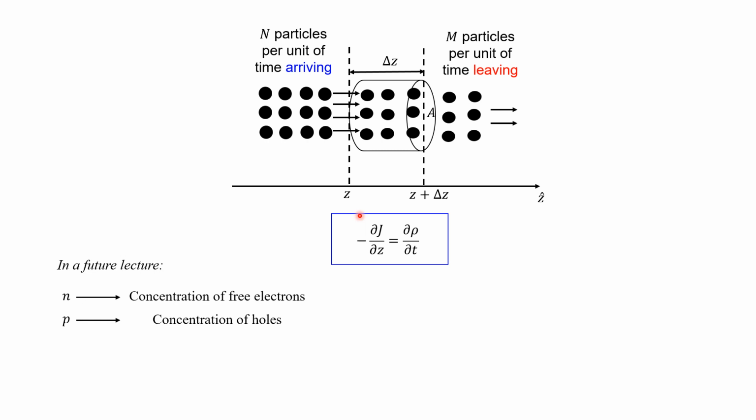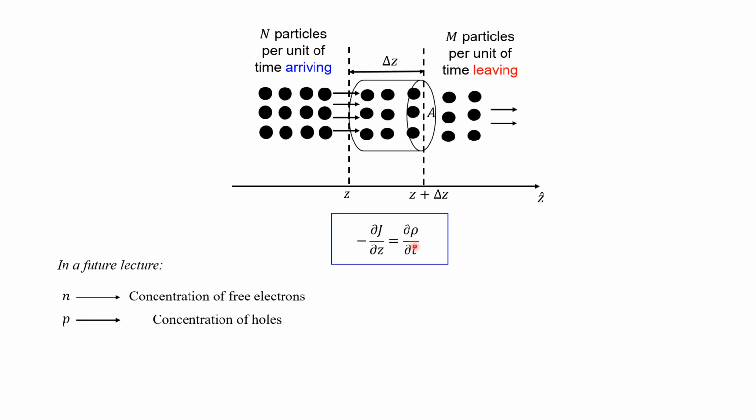But in the context of semiconductor devices, we want the current to be an electric current. So we are interested in electric current. So in our case, J will be a current in units of coulombs per unit of time per unit of area. In other words, amperes per unit of area. So if this is to be an electric current, then this concentration must be a concentration of charge. So it must have units of coulombs per unit of volume.